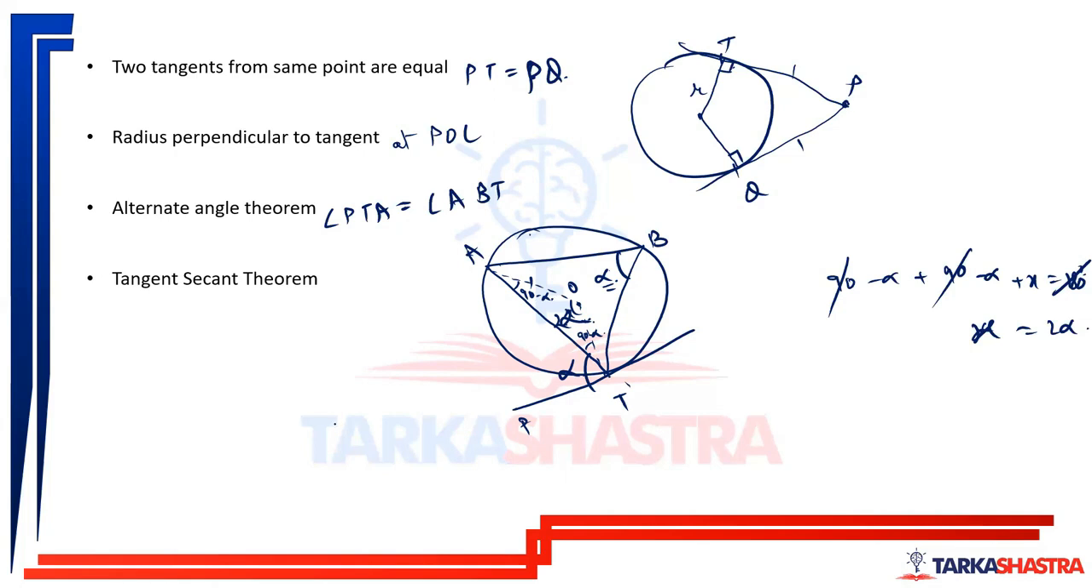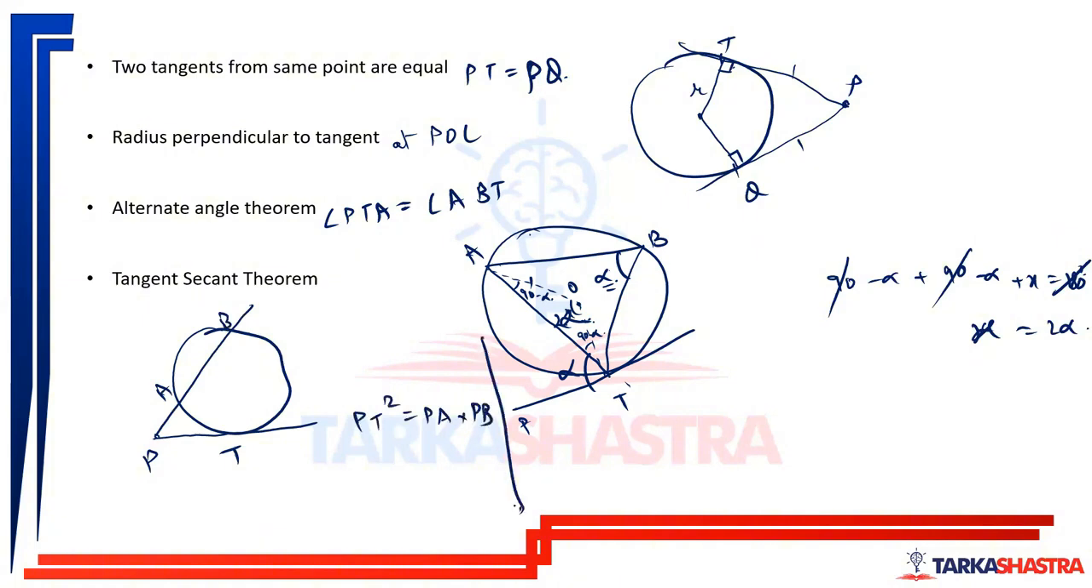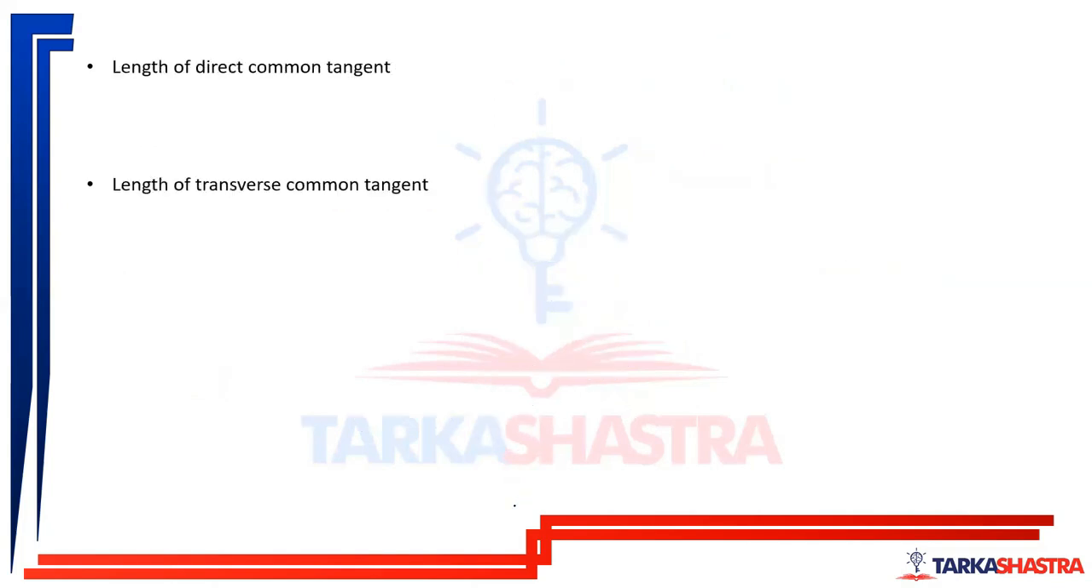Then tangent secant theorem. Tangent secant theorem, ये एक ऐसा टेंजेंट है मान के चलो PT, and ये एक ऐसा सीकेंट है PAB. तो PT square is equal to PA square, PA into PB. PT square is equal to PA into PB. Then you have length of direct common tangent and transverse common tangent.